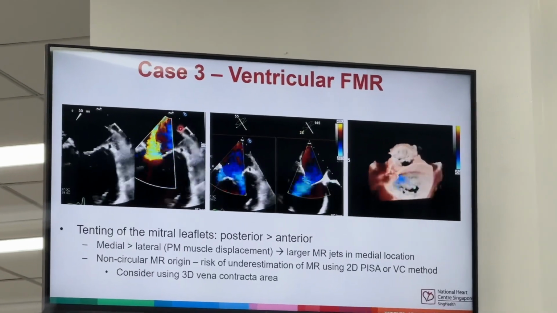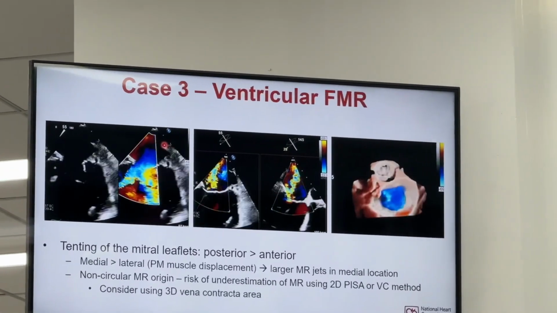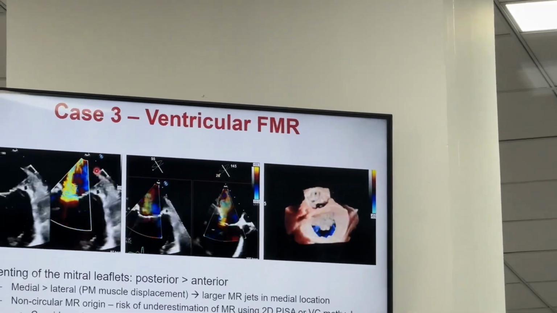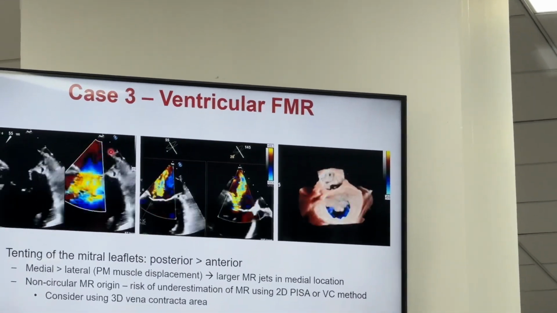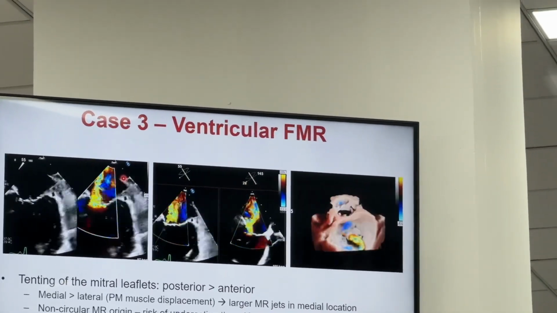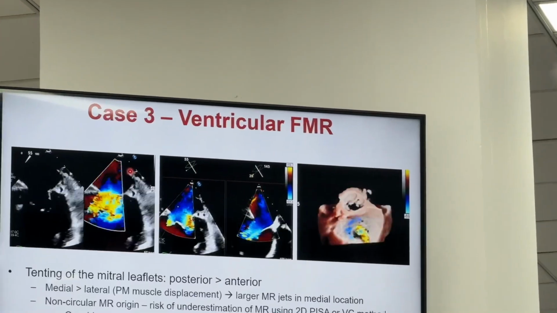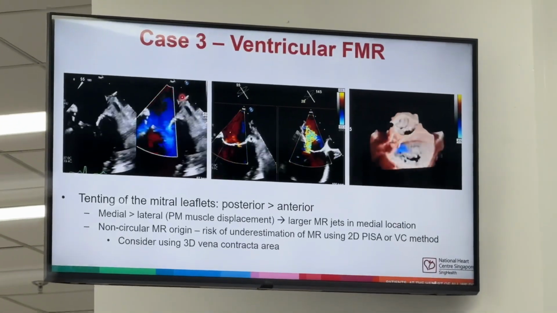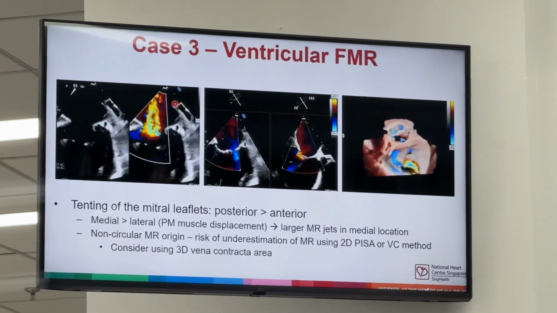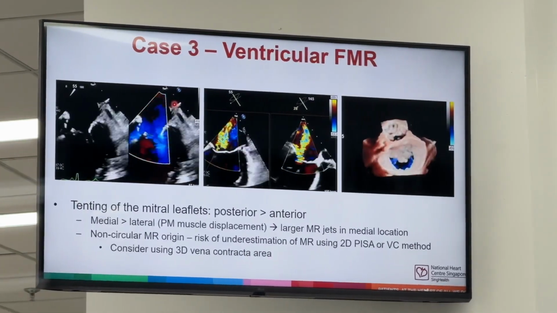And because of this, the jet is actually along the coaptation line, and the origin of the MR is not circular as compared to degenerative MR with mitral valve prolapse. Therefore, if we do a two-dimensional PISA method or vena contracta method, we may underestimate the severity of the mitral regurgitation.